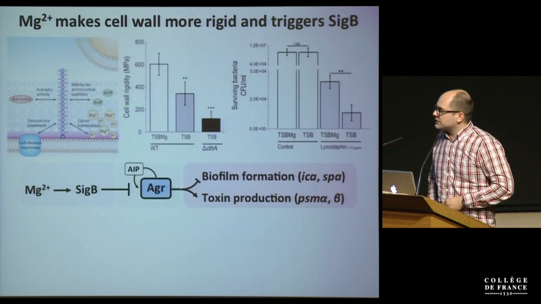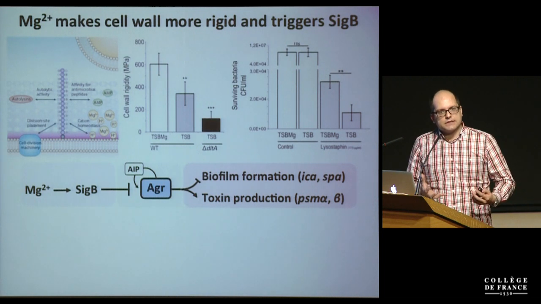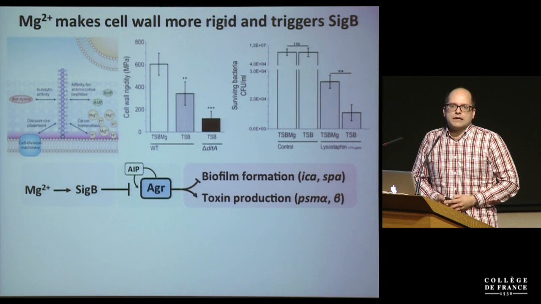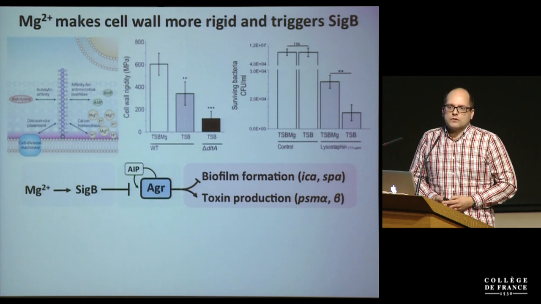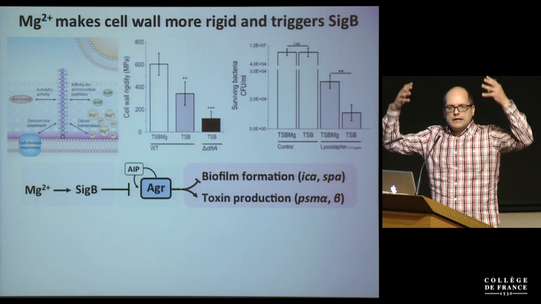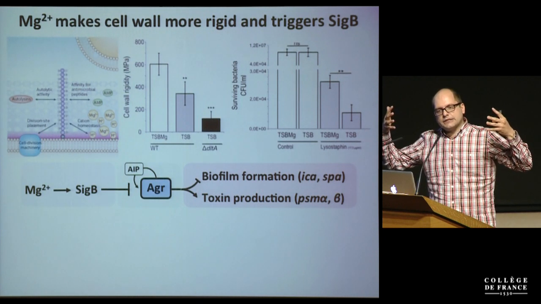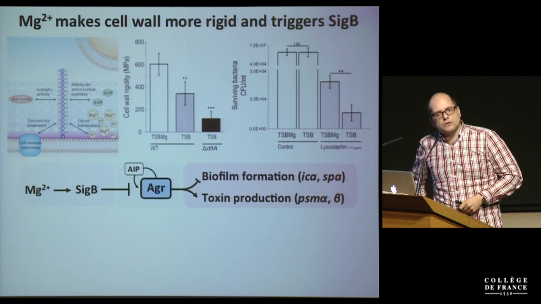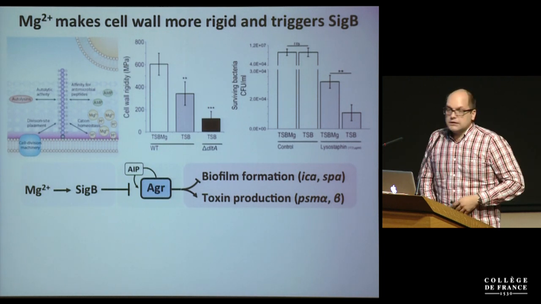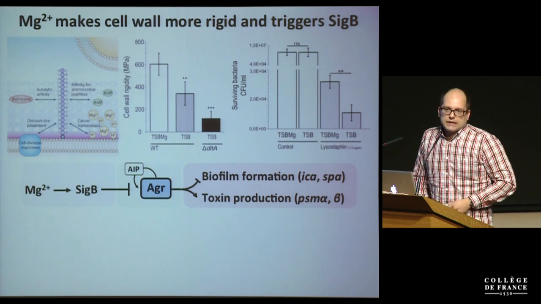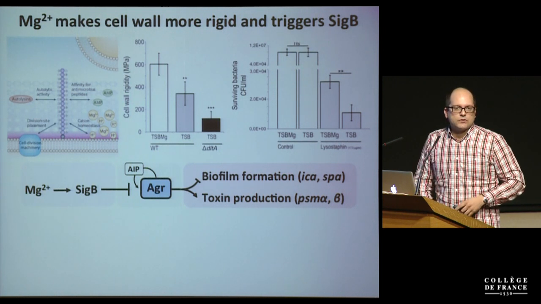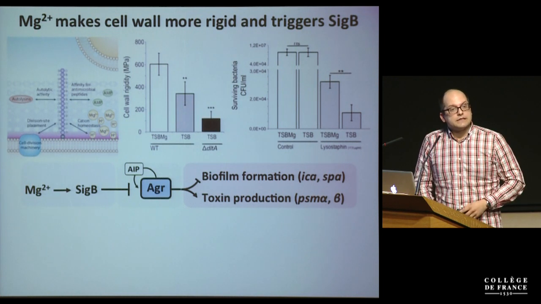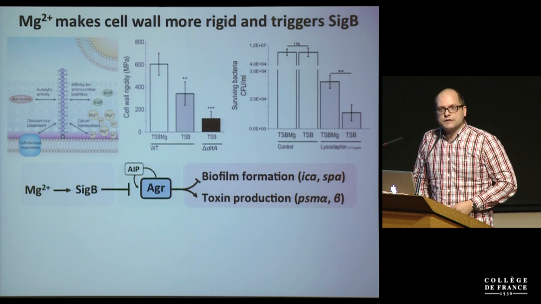We were exploring the idea because sigma B senses cell envelope stress. It's very well known that magnesium is incorporated in the cell wall of gram-positive bacteria, and it helps in the interaction between the cell wall teichoic acids, so it makes the cell wall more rigid. So we thought that probably that's what is causing the effect, that the extracellular magnesium on the outside is what Staph aureus is sensing to develop this phenotype.